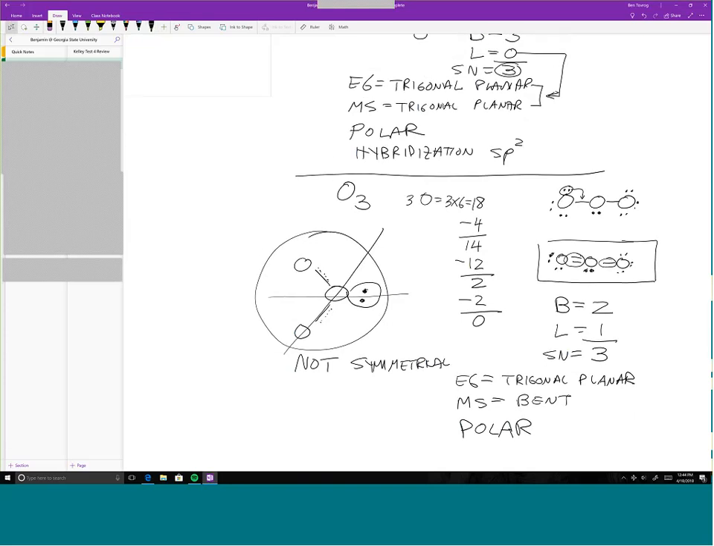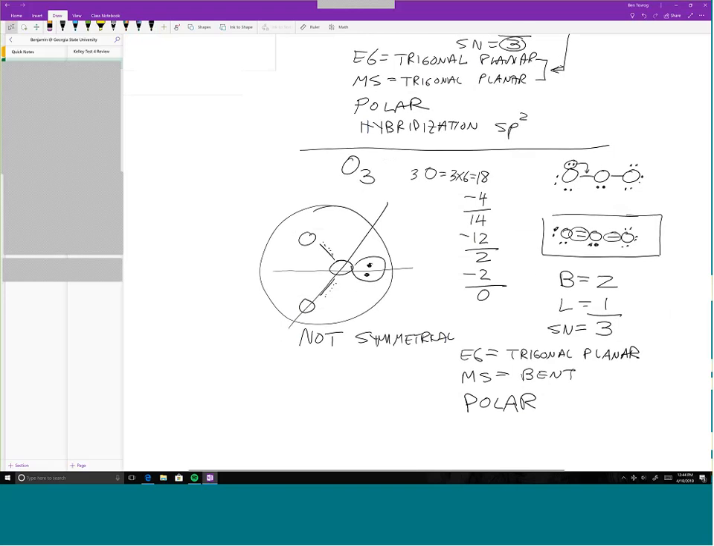And you might say, well, with three oxygen atoms that are all the same, it looks really symmetrical. Although the three atoms are the same, the way the electrons are distributed is not symmetrical. So it's polar. And if you don't believe me, go Google it. Go Google, is ozone a polar molecule? And you'll see YouTube videos and other stuff. It's polar. Hybridization, this is easy. Every time we have a steric number 3, the hybridization is sp2. Okay, so that's ozone.